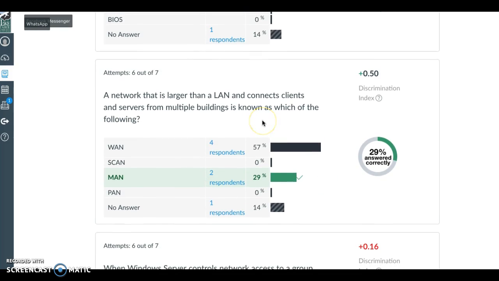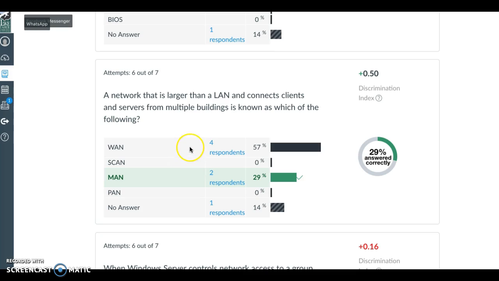A network that is larger than a LAN and connects the clients and servers from multiple buildings is known as a MAN. And a good example of that is the Capitol building in Sacramento, because it has the two judicial houses on both sides of it. So you've got three big buildings. You've got the Capitol and the two houses on the side. And that's a MAN. It's a metropolitan area network.